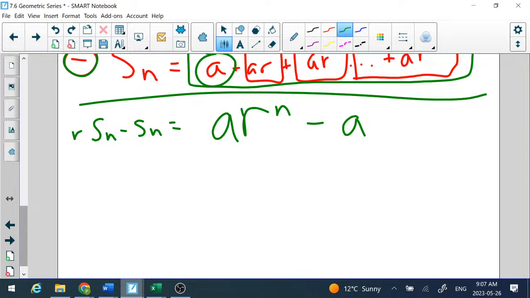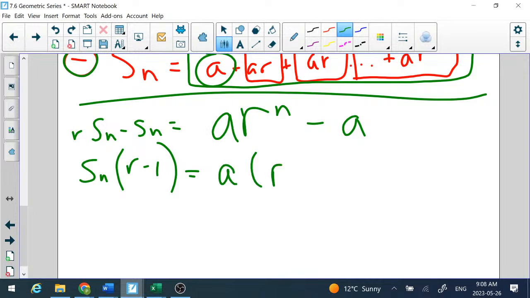So we're going to do a little factoring on the left side. What can y'all factor? SN. I'm going to factor out SN. What's left? Boom. On the right side, what can I factor out? A. Leaves me with Rn minus 1. Yes?